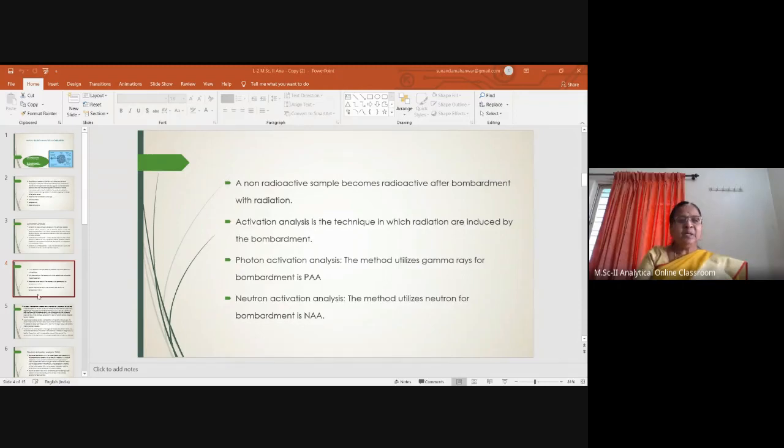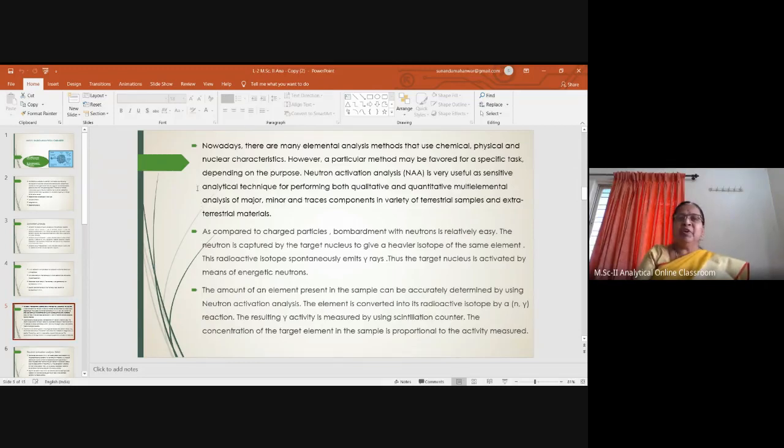Then consider what is the neutron activation analysis, or in which field it is used. Nowadays there are many elemental analysis methods that use chemical, physical and nuclear characteristics. However, a particular method may be favored for a specific task depending on the purpose. म्हणजे काय, आपल्याला आपला पर्पज काय आहे सेपरेशनचा, क्वालिटेटिव्ह अनालिसिस, क्वांटिटेटिव्ह अनालिसिस, and then the selection of the particular method for that analysis is done depending upon our purpose.